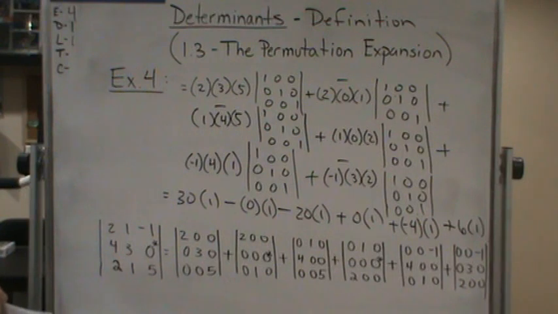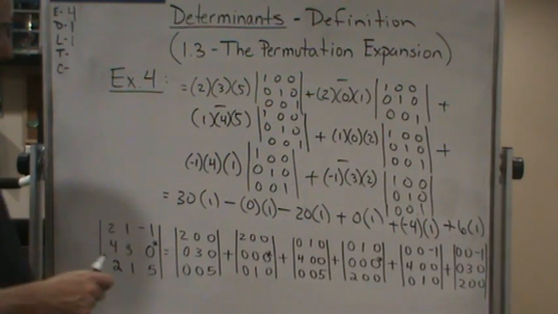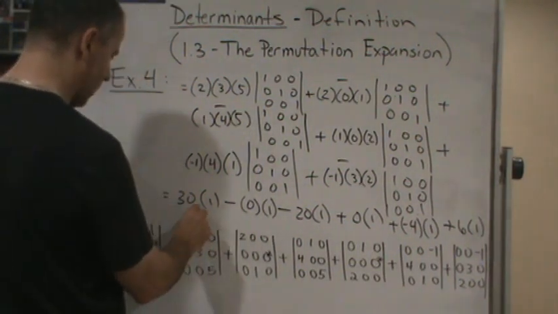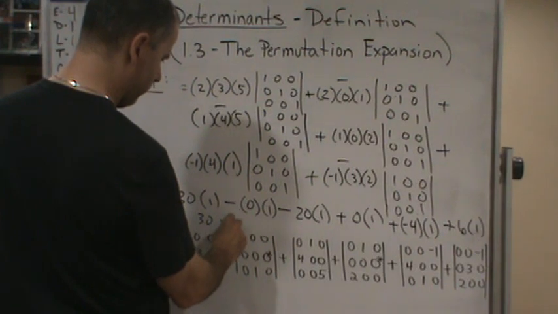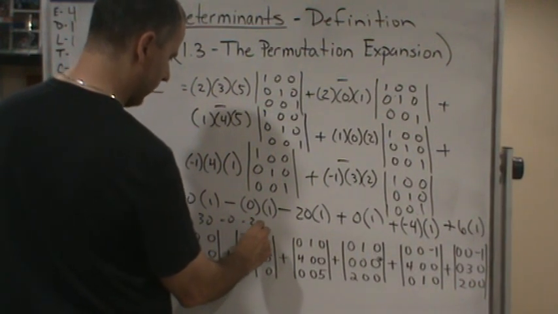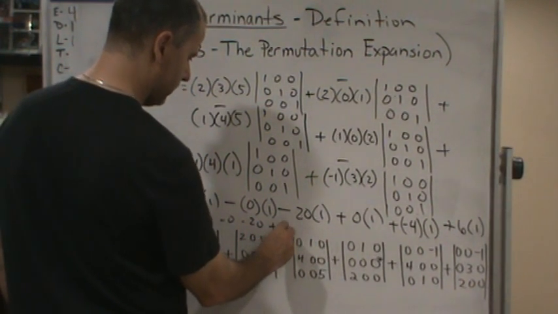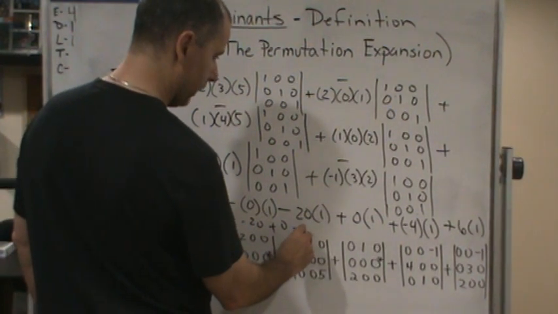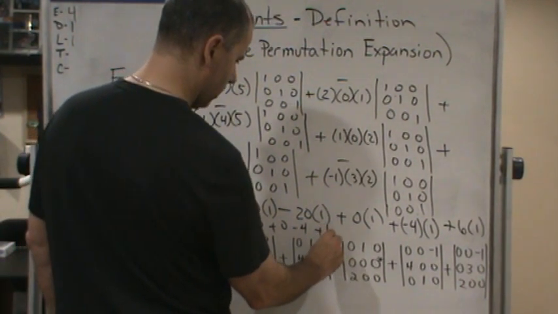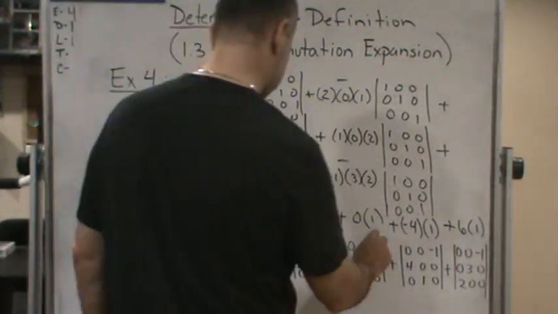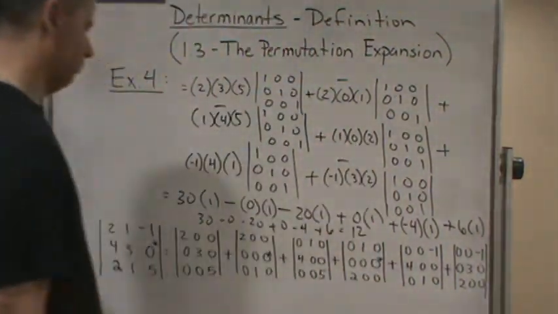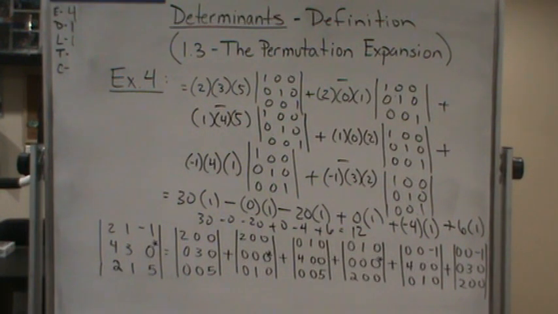And now, all we have to do is simplify. So this is going to be 30 minus 0 minus 20 plus 0 minus 4 plus 6, which ends up being 12. And that's it.